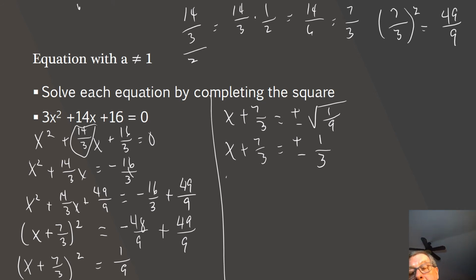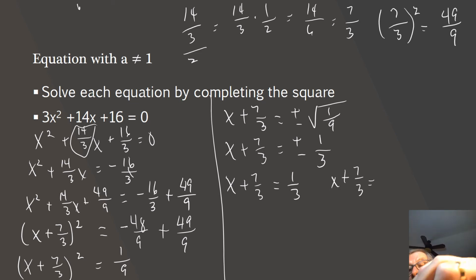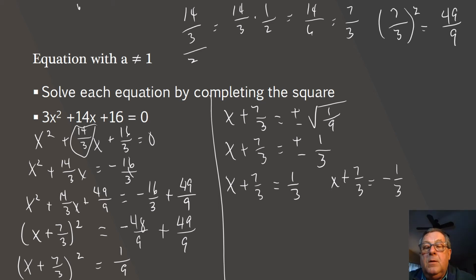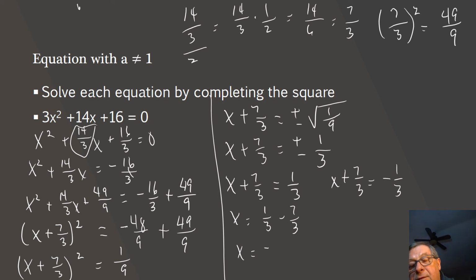Now we can set up our two equations. x plus 7/3 equals 1/3. And second part, x plus 7/3 equals negative 1/3. Okay. Well, let's solve these. So first, let's subtract 7/3 from both sides over here on the left. So we got x equals 1/3 minus 7/3. So x is going to be equal to negative 6/3. And so x then is just going to equal negative 6 divided by 3, which is negative 2.